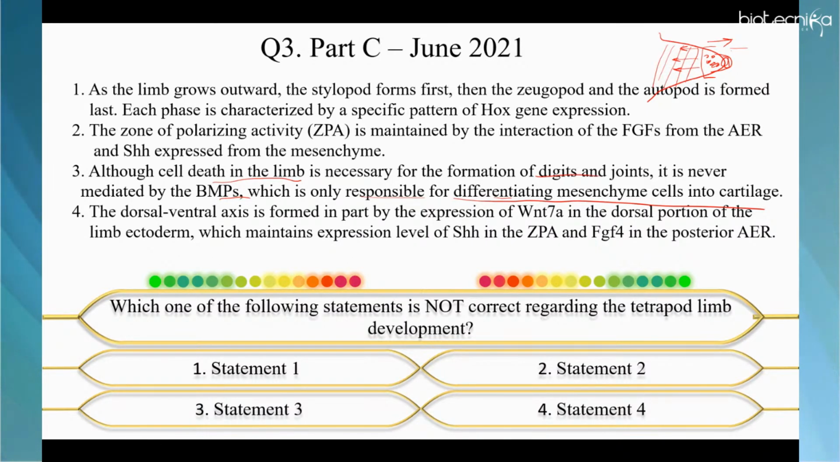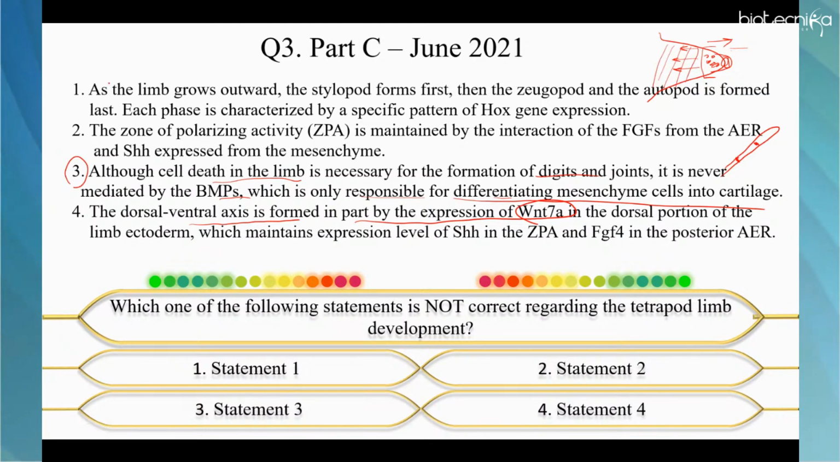So joints means there also we need the formation of the cartilage, and in the digits also, in the fingers. You have these digits, right? So here, like this, digits are there. So it's saying that BMP is not involved. So think about whether this is true or false. The dorsal ventral axis is formed in part by the expression of Wnt7a.